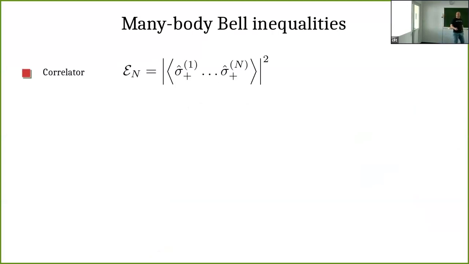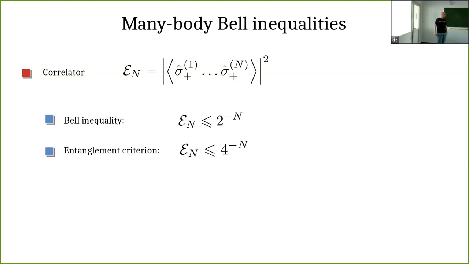Okay, so this is for n parties. So far we had E3 and three objects. Now we go to n, and we have n-body correlation functions, which are extremely difficult to measure, but very easy to calculate. This is the inequality. You remember for three particles, we had 1/2 to the power of 3. Now we have 1/2 to the power of n. This is the criterion for entanglement. For three particles, we had 1/4 to the power of 3. Now we have 1/4 to the power of n.